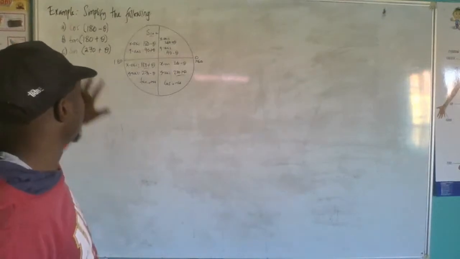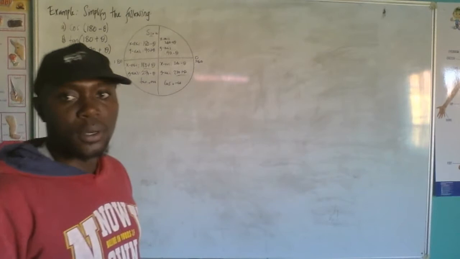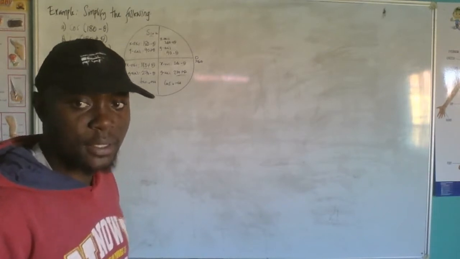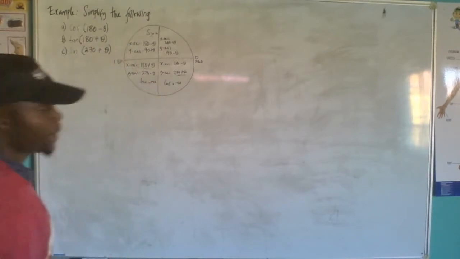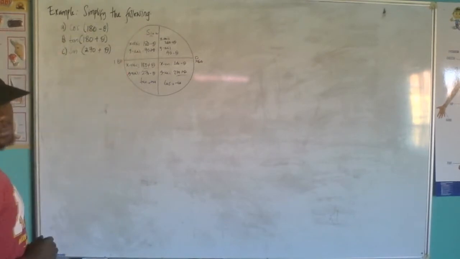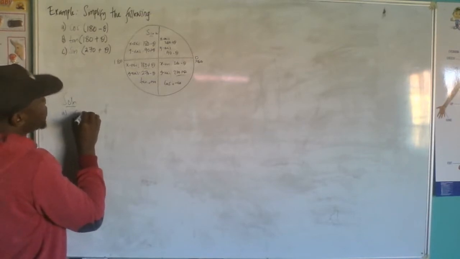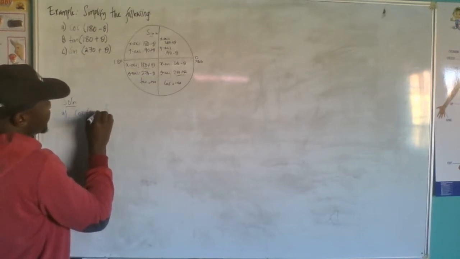I need to go through this example. I'm sure some people need a bit more clarity on these things. Okay, fine. The question says, simplify the following. So the first one says what? Cos 180 minus theta.